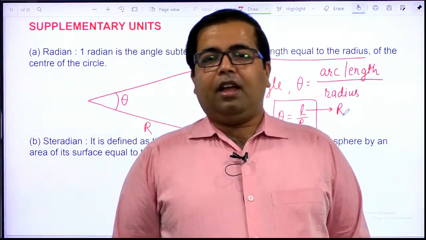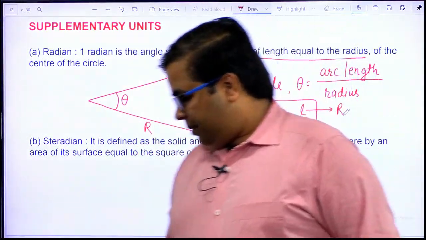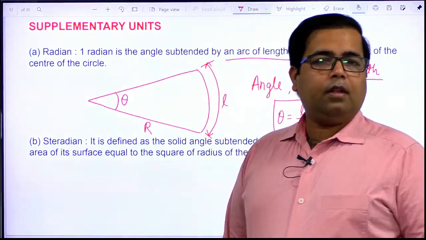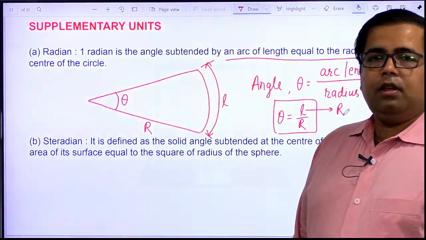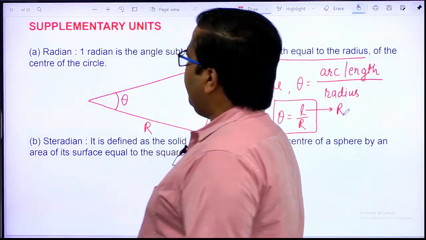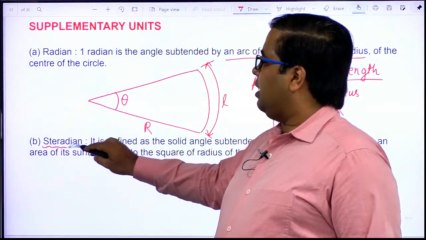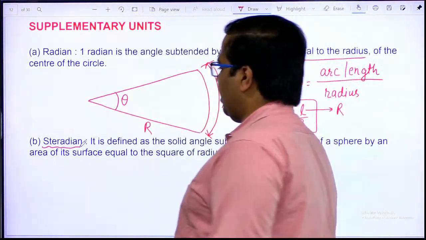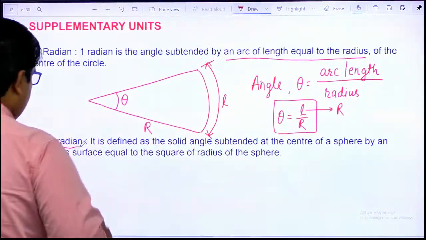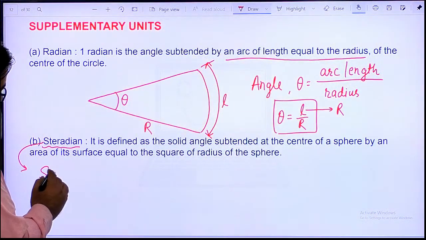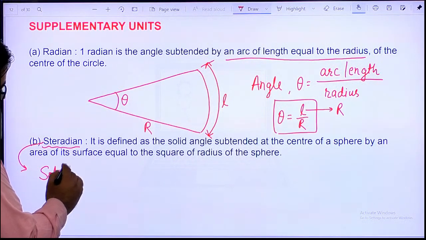Let's see. Do you have more doubts? Now we have the second one, steradian. Steradian is used for solid angle. The name of the physical quantity is solid angle.